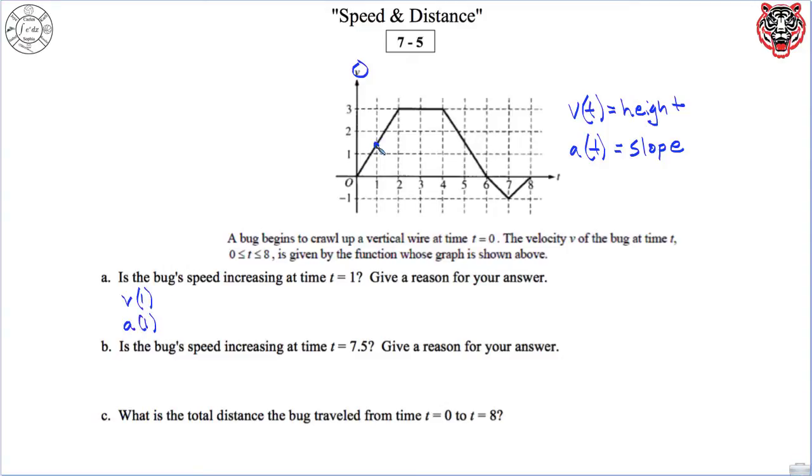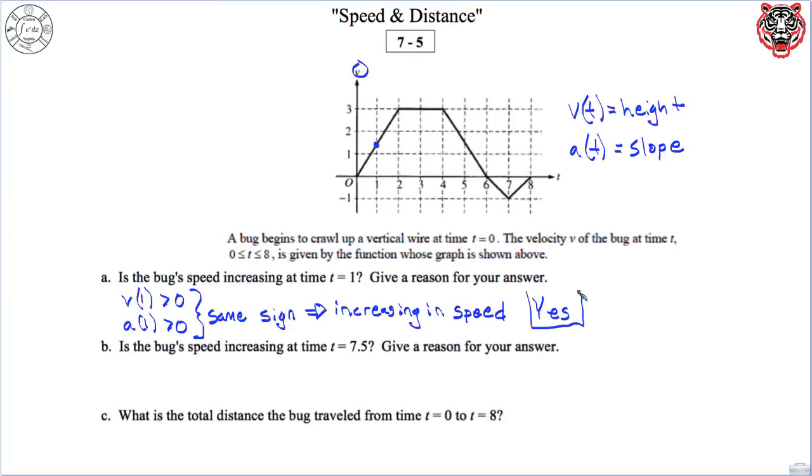So the velocity at 1 is the height. Height is positive, greater than 0. The acceleration is a slope. The slope is also positive, that's going to be greater than 0. And because both of these have the same sign, that implies that it is increasing in speed. And then our conclusion is going to be yes, because it's asking, is the bug's speed increasing? And the answer is, it is increasing.